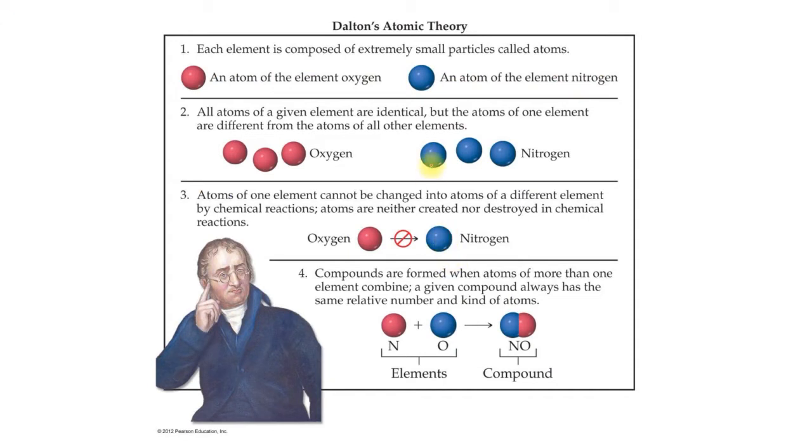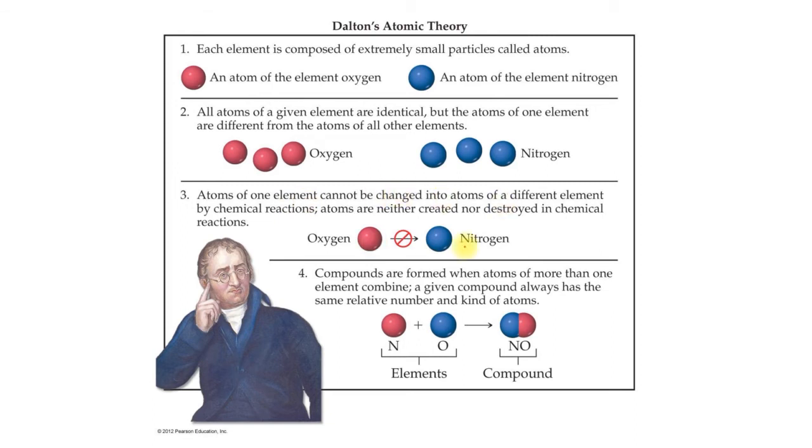So he has 4 postulates. All right. And these are a foundation for the modern atomic theory. Basically, each element is composed of really small particles, and we call them atoms. Each atom is different. So if you have an atom of oxygen, that's the one shown in red here, it's completely different than an atom of nitrogen, and they behave totally differently. Number 3, which turns out to be halfway right, says that elements cannot be changed into other elements.